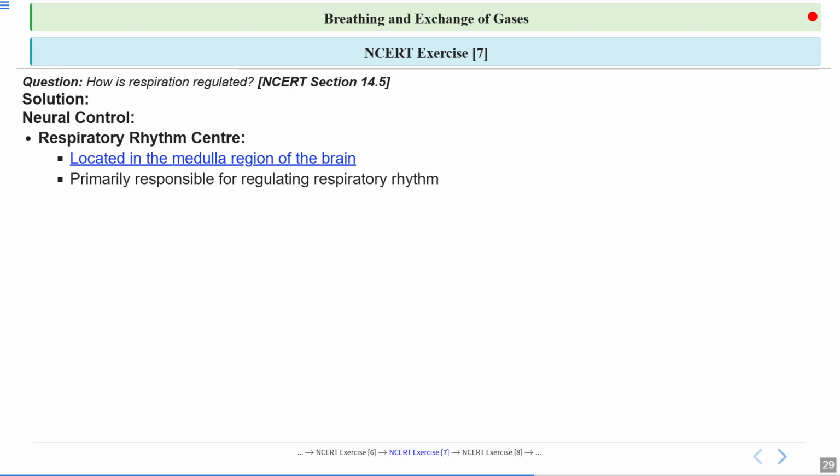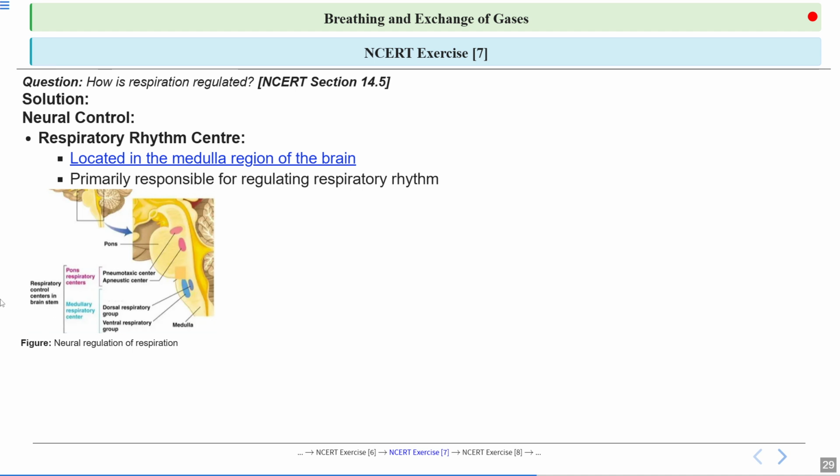We have a respiration rhythm, right? You inspire, then you expire. Again, you inspire, then expire. So there is rhythmic inspiration and expiration. As you have read about the heart, there is a rhythmic contraction and relaxation. Similarly, our respiration process, the breathing process, is also in a rhythmic form. So this particular region, the respiratory rhythm center, see the name, rhythm center, is regulating the respiratory rhythm. This is the function.